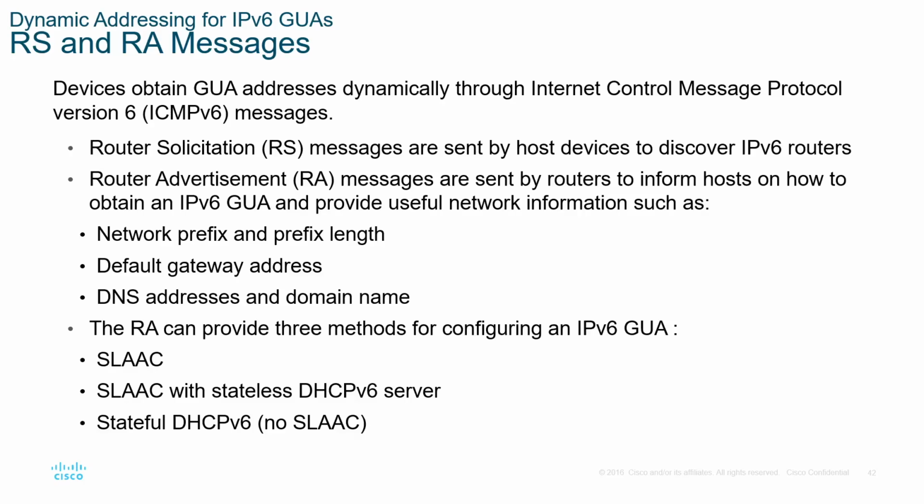Now, the RA can provide three methods for configuring an IPv6 GUA. Now that we have the basic network information that we obtain from the router, we can just basically assign ourselves an IPv6 address. Now, there are three methods for doing that. The one which we're going to be focusing on in this session is the SLAAC method. There are two other methods, the SLAAC with stateless DHCPv6 server and the stateful DHCPv6 with no SLAAC. These two latter ones we're going to be discussing in our upcoming session.